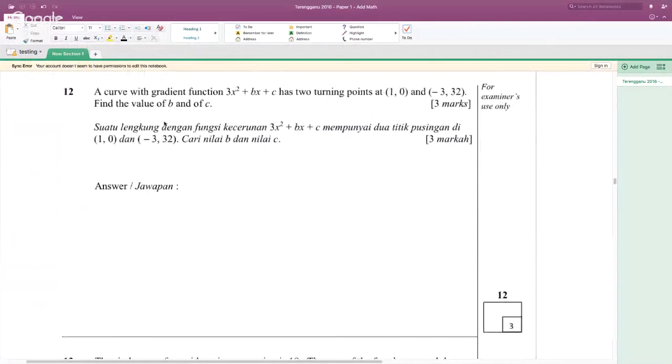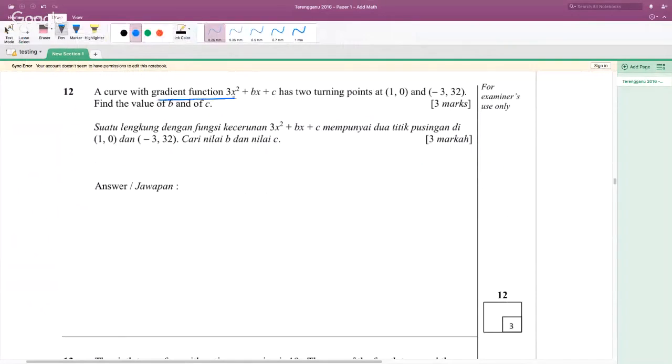A curve with a gradient function. Gradient function, you should know, means dy/dx. If you don't know, please make sure you know it now. So a curve with a gradient function 3x squared plus bx plus c has two turning points. Turning point, you should know, is either maximum or minimum, meaning dy/dx equals 0. Whenever you see the turning point, dy/dx equals 0 at these two coordinates.